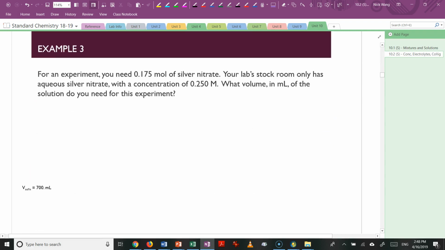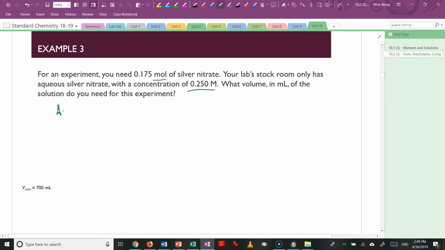Now, another example here. For an experiment, you need 0.175 moles of silver nitrate. Your stock room, so the back room here, only has aqueous silver nitrate with a concentration of 0.250 molar. So what volume in milliliters of the solution do you need for this experiment? All right, so I have just a bunch of solution available to me, and the concentration I know is 0.250 molar. I need to get specifically 0.175 moles, right? I need 0.175 moles of particles, effectively, out of that solution. Again, most of it is water, but we need to know that there's some amount of it that's the silver nitrate. How do we set this up?